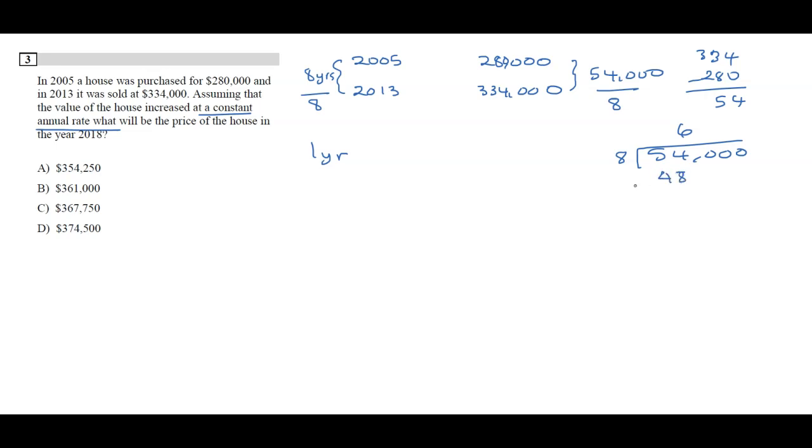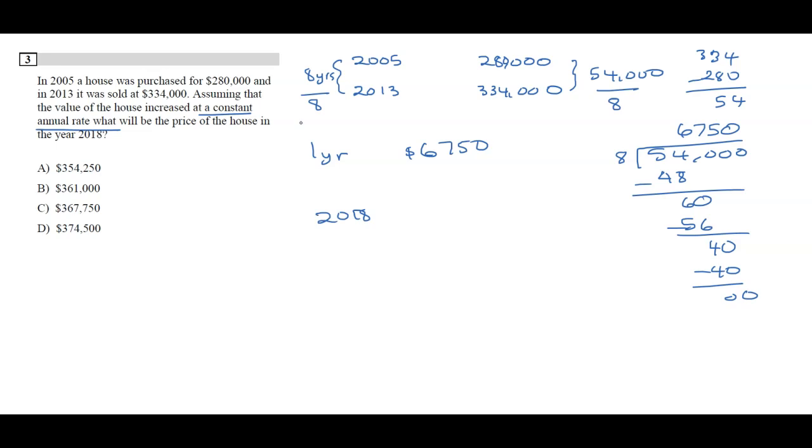So this is 48. So you have 6, you bring down a 0 here, 7, this is 56. You subtract, you have 4, you bring down another 0, you have 5, multiply by 8 is 40. So then you have the last 0. And that's it. So for every year, we have a $6,750 increase in price.